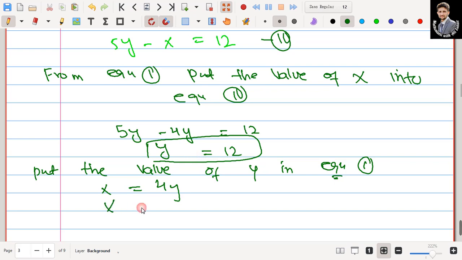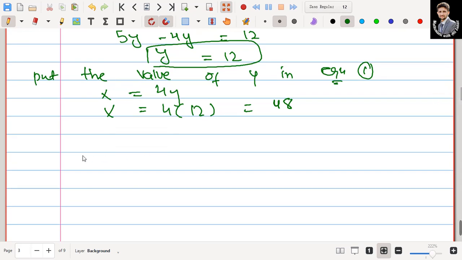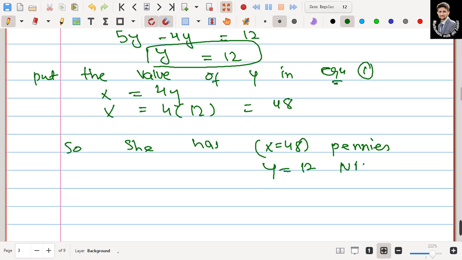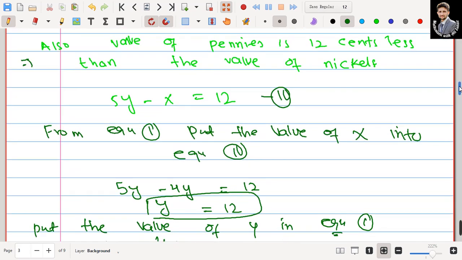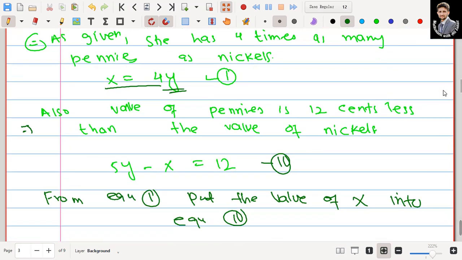So x is equal to 4 into 12, which is equal to 48. So Annie has 48 pennies: x is equal to 48, so 48 pennies, and y is equal to 12, that is 12 nickels. So this is how you can solve such word problems that are quite easy. Thank you for your time and for watching this video.